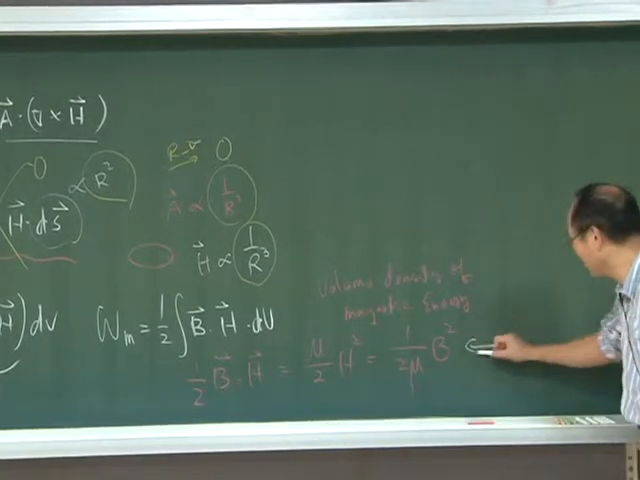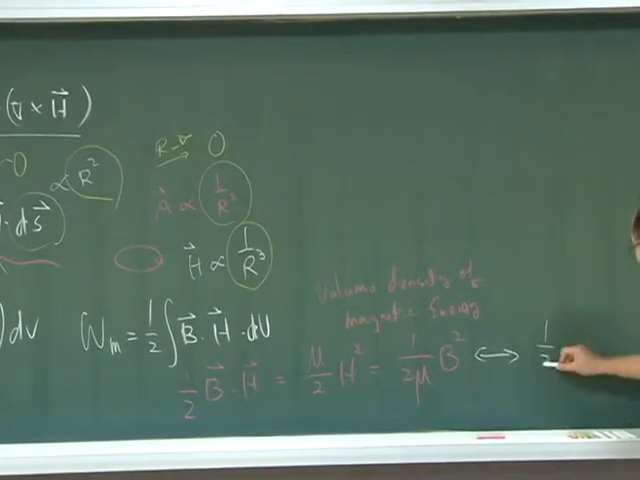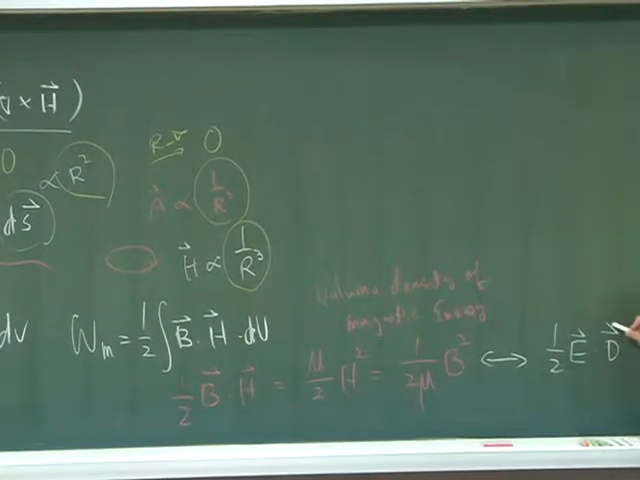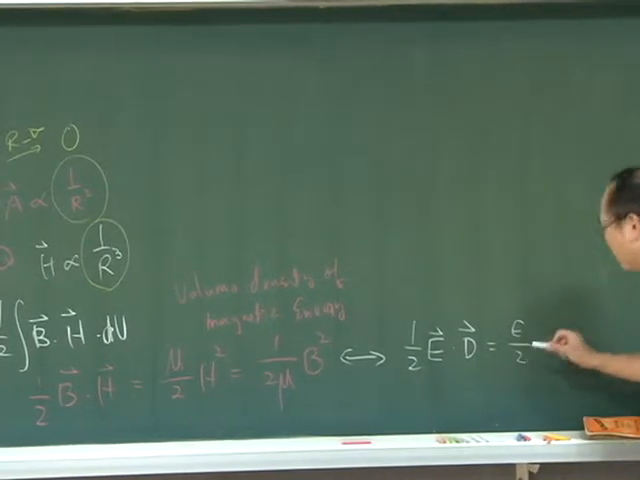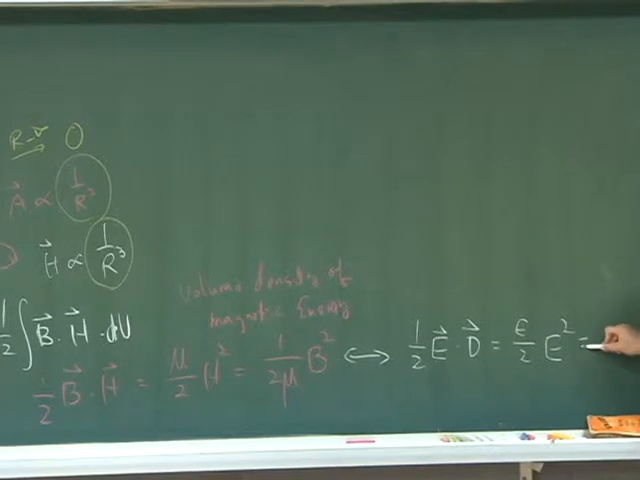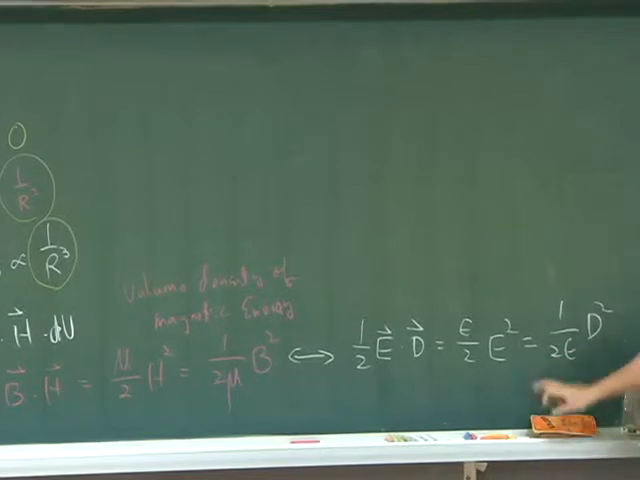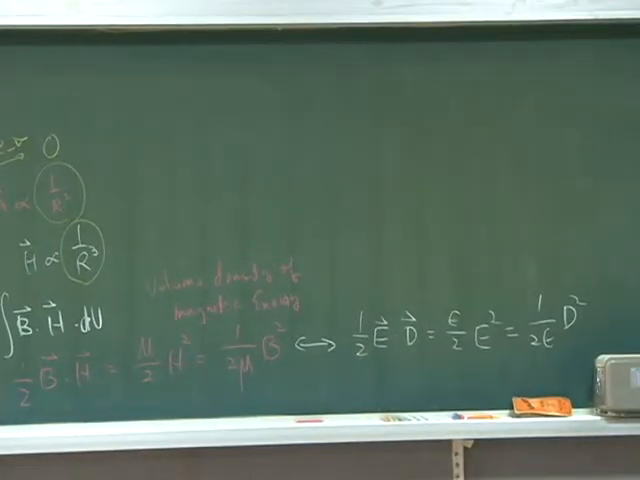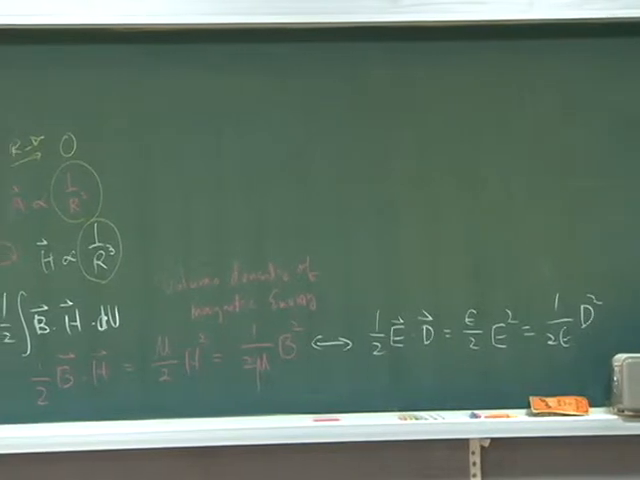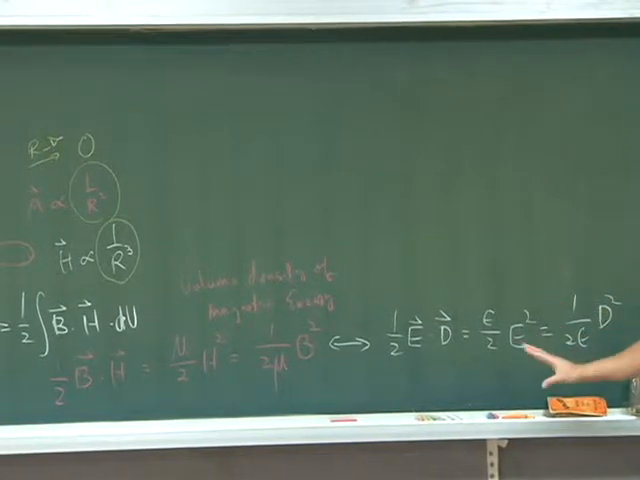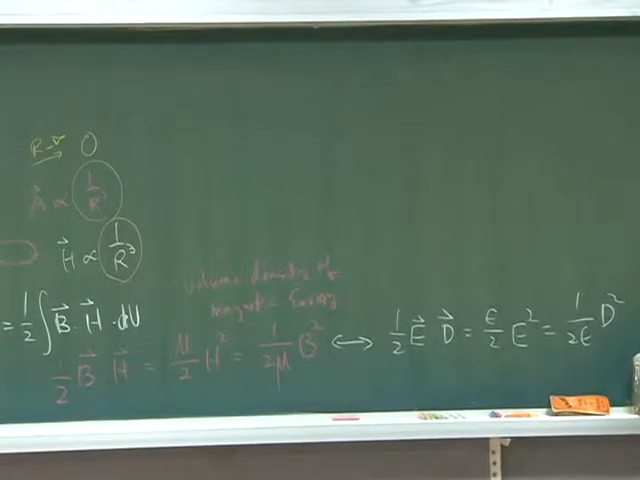And I want you to compare this with the electric energy. That is 1/2 E dot D equal to epsilon over 2 E squared equal to 1 over 2 epsilon D squared. So you see the symmetry between these two expressions. That will help you to remember it. But you have to know how to derive this and physically understand every step. Any questions? No questions, right? I think this is very clear step by step, and it tells you where the physics comes from.